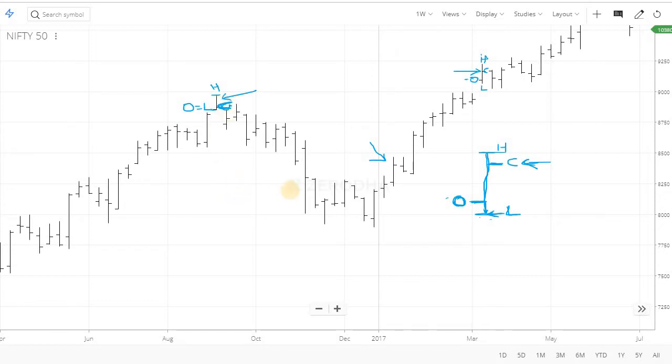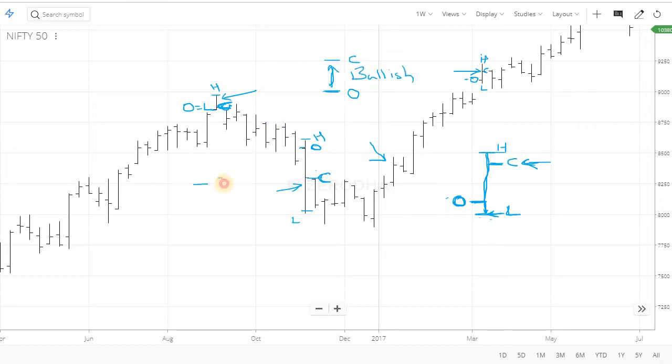Price closed here. Take the example of this particular bar. Price opened here, so this is the opening price, and this is the closing price. This is the highest price in that week, and this is the lowest price. Now see, if the open price is low, meaning this is the open price and the close price is, say, here, then it will be called a bullish bar, because price has increased in that particular week, right?